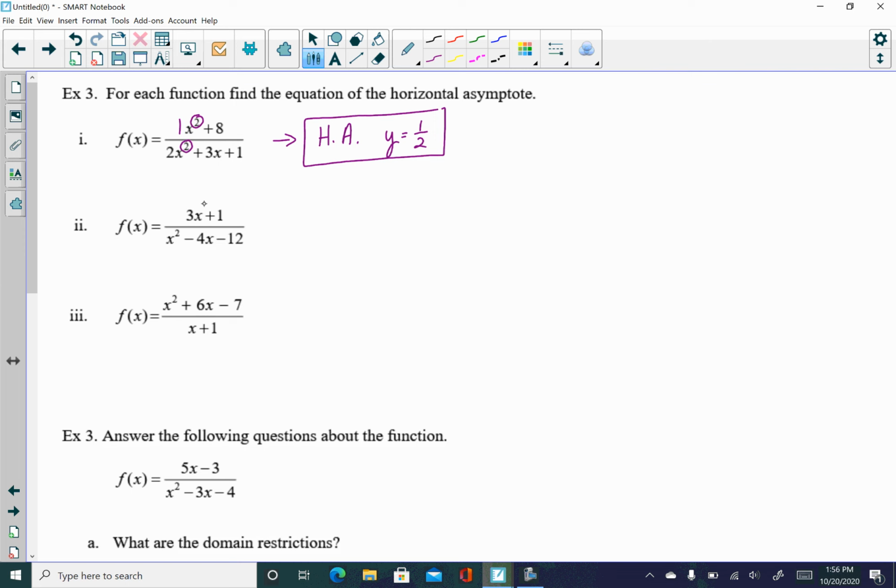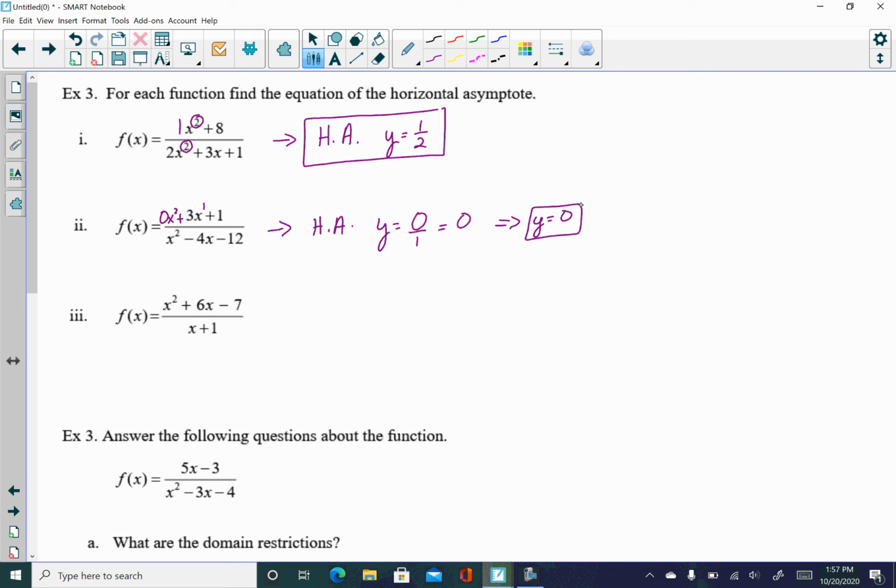I can see that the degree of the top is 1. The degree of the bottom is 2. When the degree of the top is less than the degree of the bottom, that means we have a horizontal asymptote at the line y equals 0. Something that might help you with this: on the bottom you have x squared, you could write this as 0x squared, and then think of this as 0 over 1, which is just 0. Okay, that's really where it comes from, if that helps you any. But essentially all I need to say here is that it's the line y equals 0.